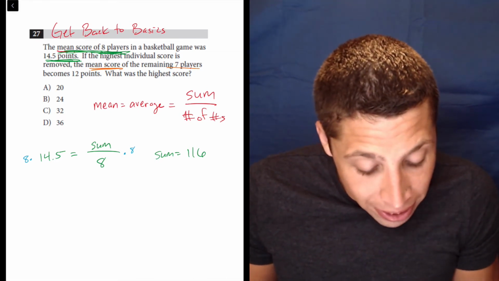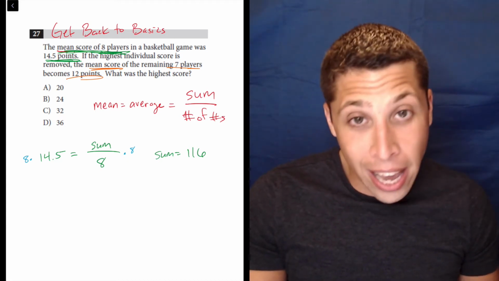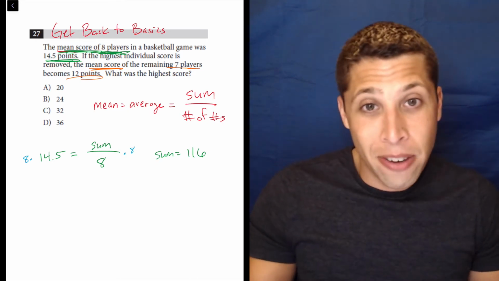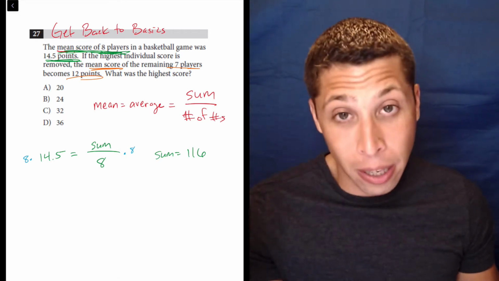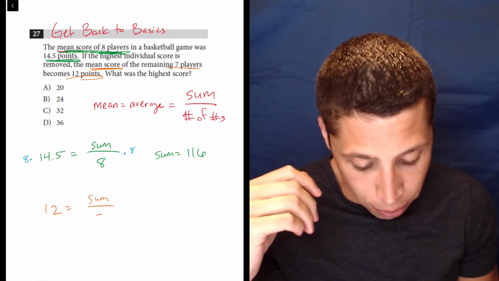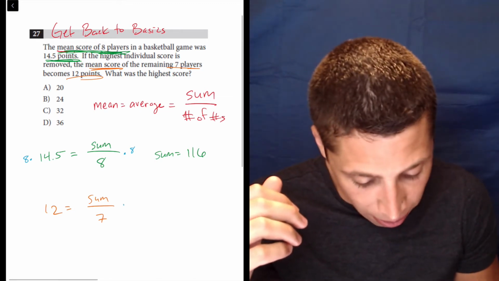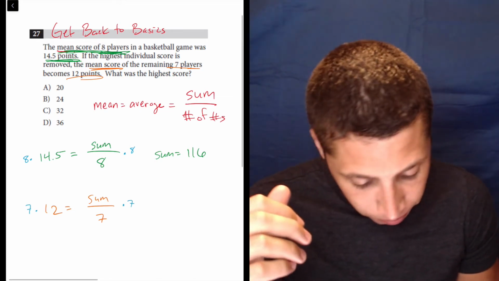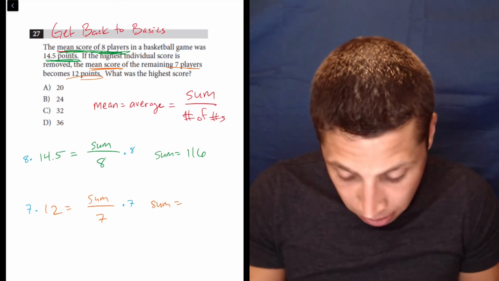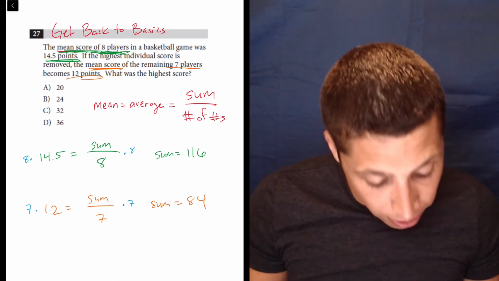Now what? Well, they give me another mean, right? The mean score of the remaining 7 players is 12. So if we're removing a player, now we have 7 players, it tells us that. So again, I don't know what I'm doing, but I know how this formula works. I have numbers that can fit in the formula, so I'm going to plug them in, right? So 12 is now the average. The sum is still the unknown, but now there are 7 players, 7 numbers in the set. So again, the process is the same. Let's multiply by 7 to get that the sum is 12 times 7. Oh, it's 84. I don't need the calculator for that.